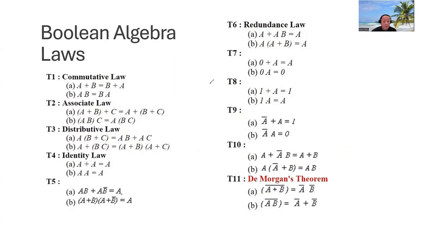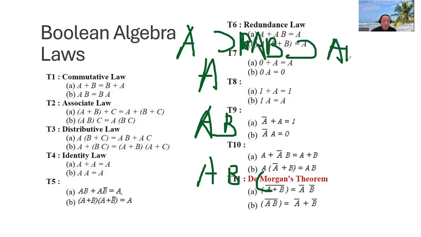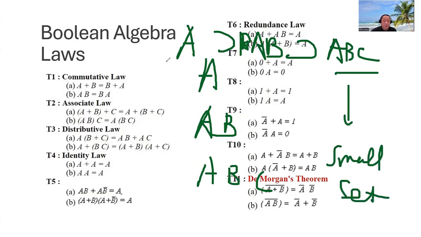So this one is very important, is that you have 1 letter, 2 letter, 3 letter. A should contain AB. AB should contain ABC. More letters means the smaller set. Fewer letters means larger set.